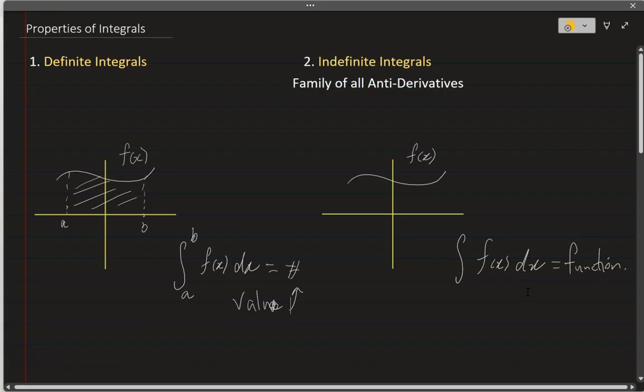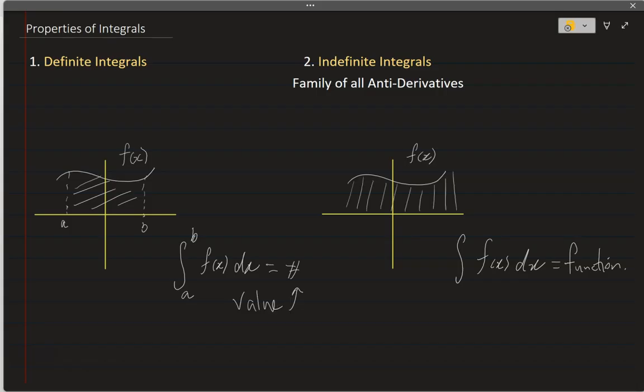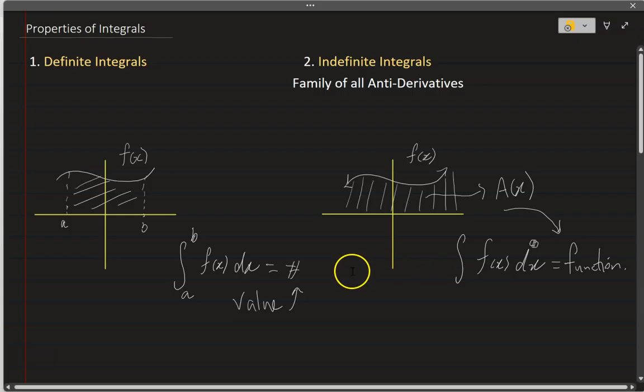You're still dealing with area under the function, but because this function is continuous, it represents the entire area. Let's call that area function A(x). That's what you will end up getting when you deal with the indefinite integrals. All right, that's the first thing that we want to talk about.